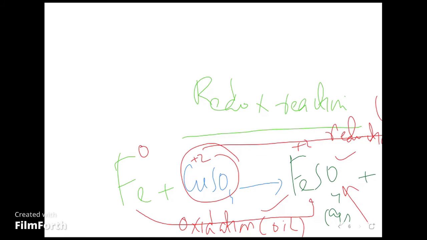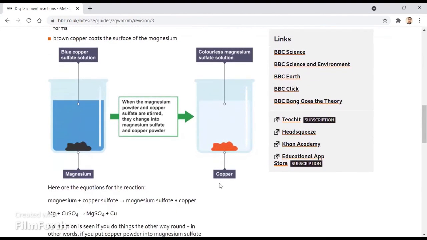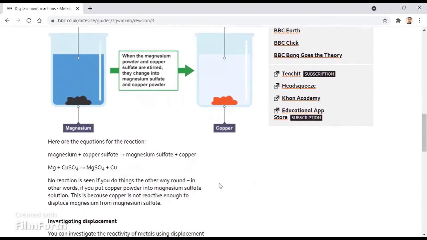Once again, I'm going to explain it to you. Magnesium is definitely more reactive than copper. When a piece of magnesium is dipped into the blue copper sulfate solution, the blue color fades as colorless magnesium sulfate solution forms, and brown copper coats the surface of the magnesium. You can see here the equation: magnesium plus copper sulfate makes MgSO4 plus Cu.